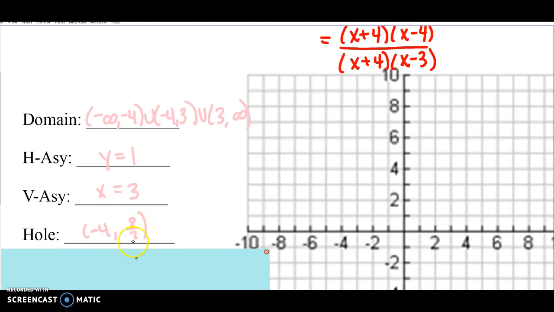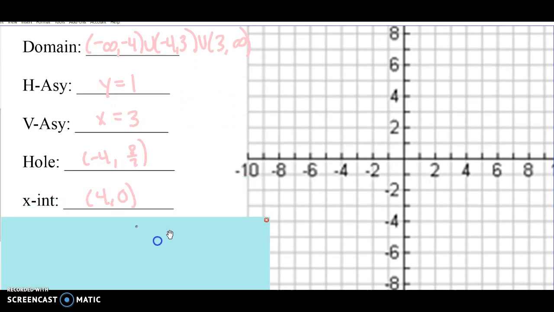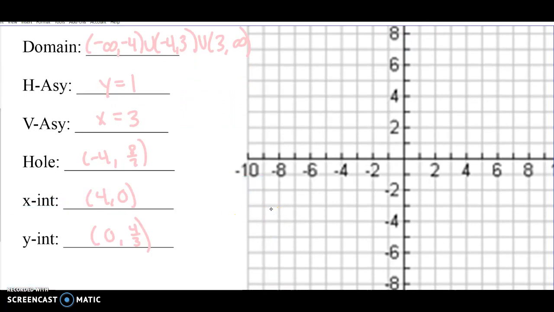And a reminder, how do we find the y value of that hole? Well, you have to plug in negative 4 into what's left of your function once you cancel out the factors of the hole. Keep going. X-intercept 4, 0, y-intercept 0, 4/3.